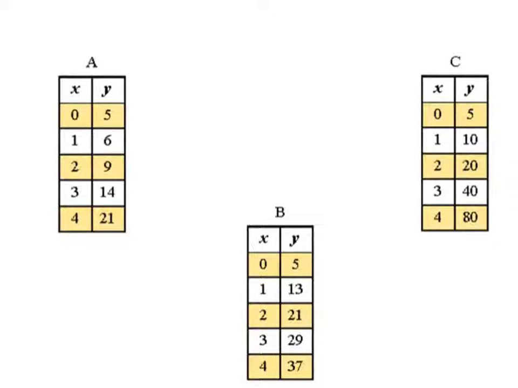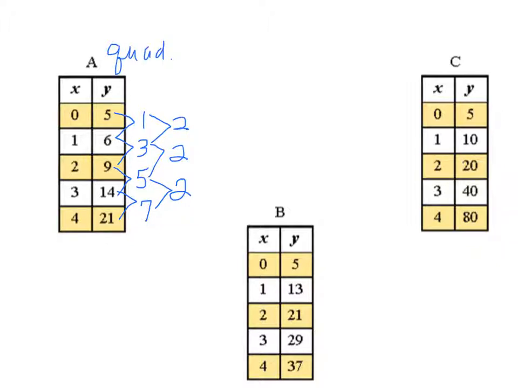Okay, so in table A, we notice first that everything is evenly spaced. We've got evenly spaced tables, right? So then here we see that 5 to 6 is a 1, 6 to 9 is a 3, this is 5, and this is 7. And then when we try it again, this is 2, 2, and 2. So since it's the second difference that is constant, this one is quadratic. All right?